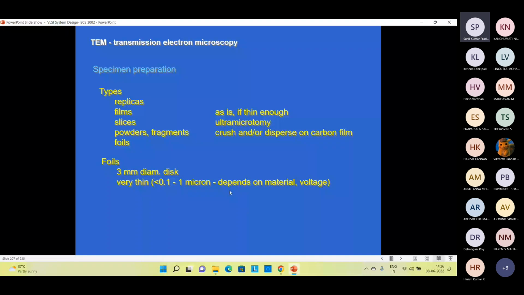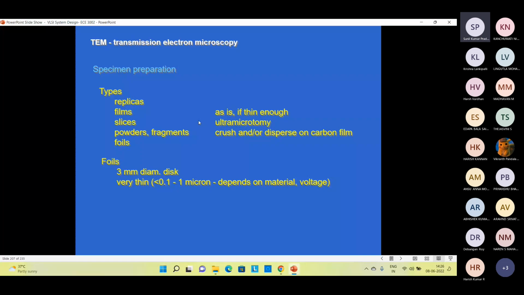Similarly, for foils, a 3 mm diameter disc is given, and it's very, very thin. The foils are 0.1 to 1 micrometer, depending on the material and voltage. Okay, so it's very important. If you need to prepare the samples for characterization in this transmission electron microscope, we have to take our samples accurately, because specimen preparation is very, very important. If it is not thin enough, we have to make it thin enough by ultramicrotomy.